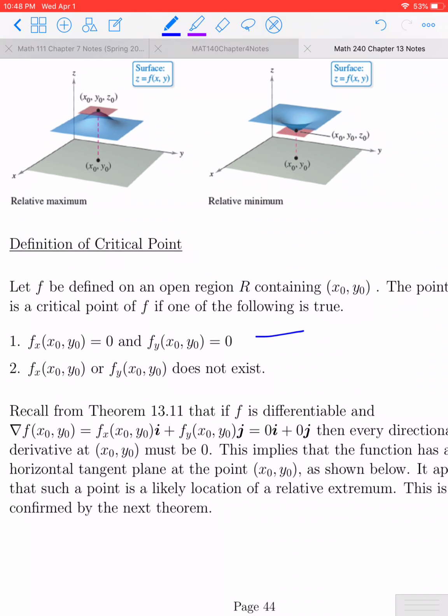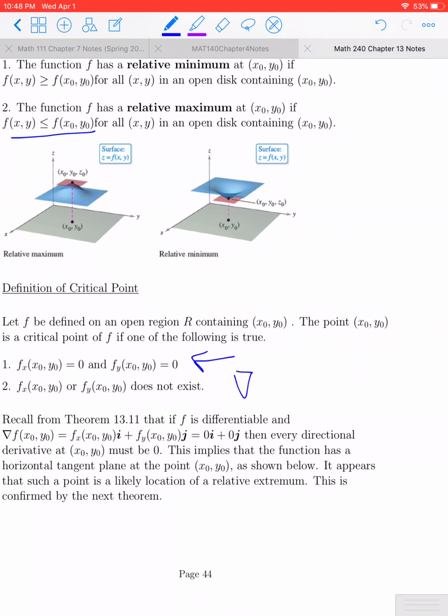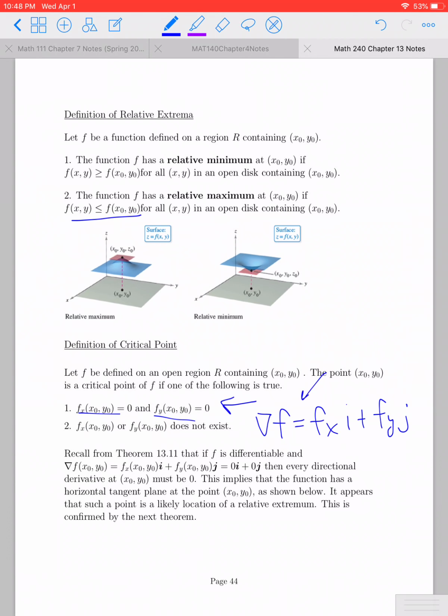Condition number one is essentially just saying that the gradient would be equal to 0. If you recall, del f in this case would be fx i plus fy j. If both partial derivatives are simultaneously equal to 0 via condition 1, then essentially the gradient there, del f, would be equal to 0 at that point. And this would imply that that function would have a horizontal tangent plane at the point x naught, y naught.